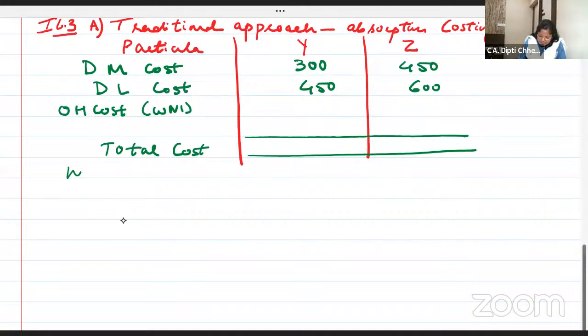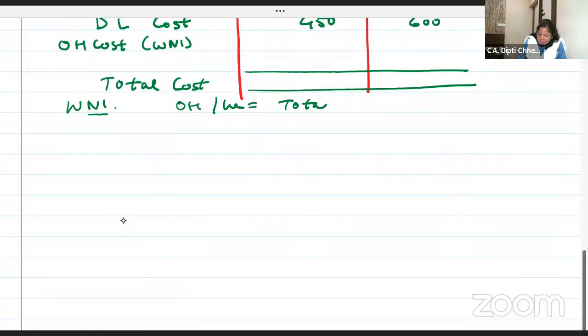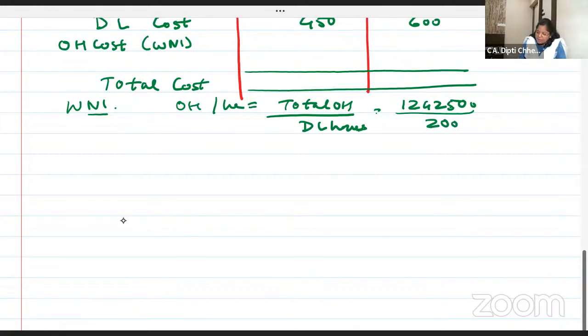Total overhead. Okay, we'll write it differently. Overhead per hour is equal to total overhead divided by direct labor hours. What is the total overhead? Total overhead 12,42,500. This we will split in ABC costing. Divide by 20,000 hours. How much is it coming? 12,42,500 divided by 20,000 hours is coming 62.125 per hour.